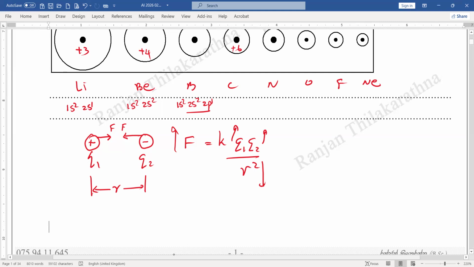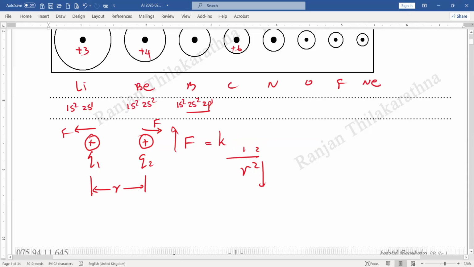If the charges are the same, then there will be a repulsion. Again, it is mutual. Repulsion, F. That F also can be calculated in the same way. But this is a repulsion. Earlier, if the charges are opposite, then attraction, otherwise it is repulsion. Maybe plus plus or minus minus.